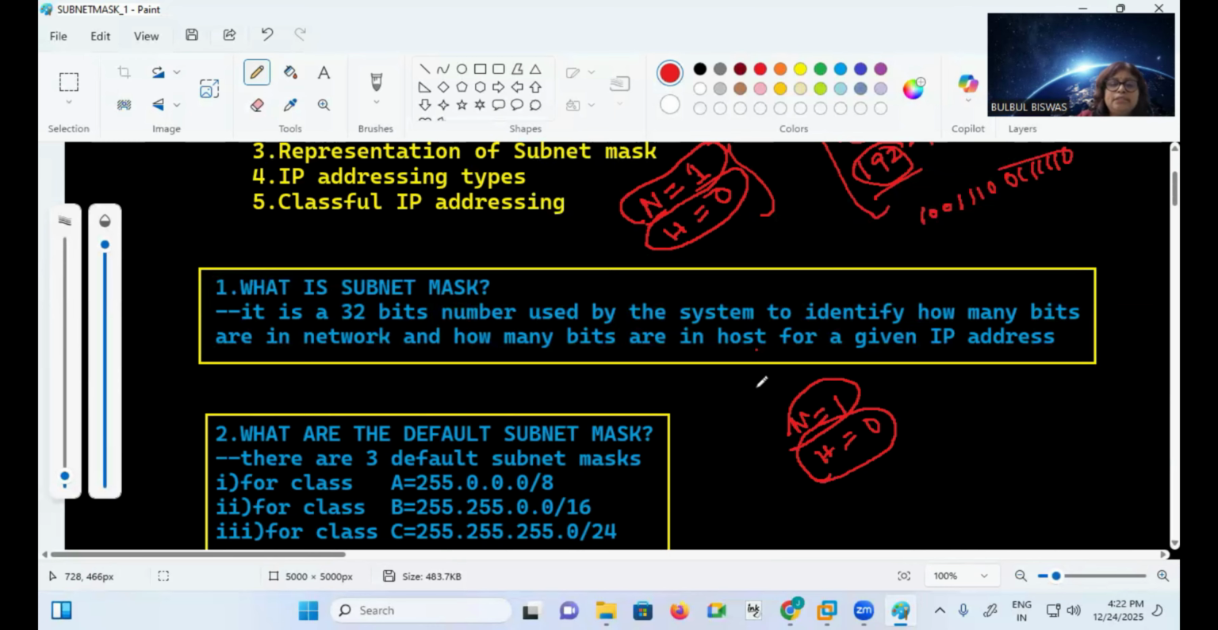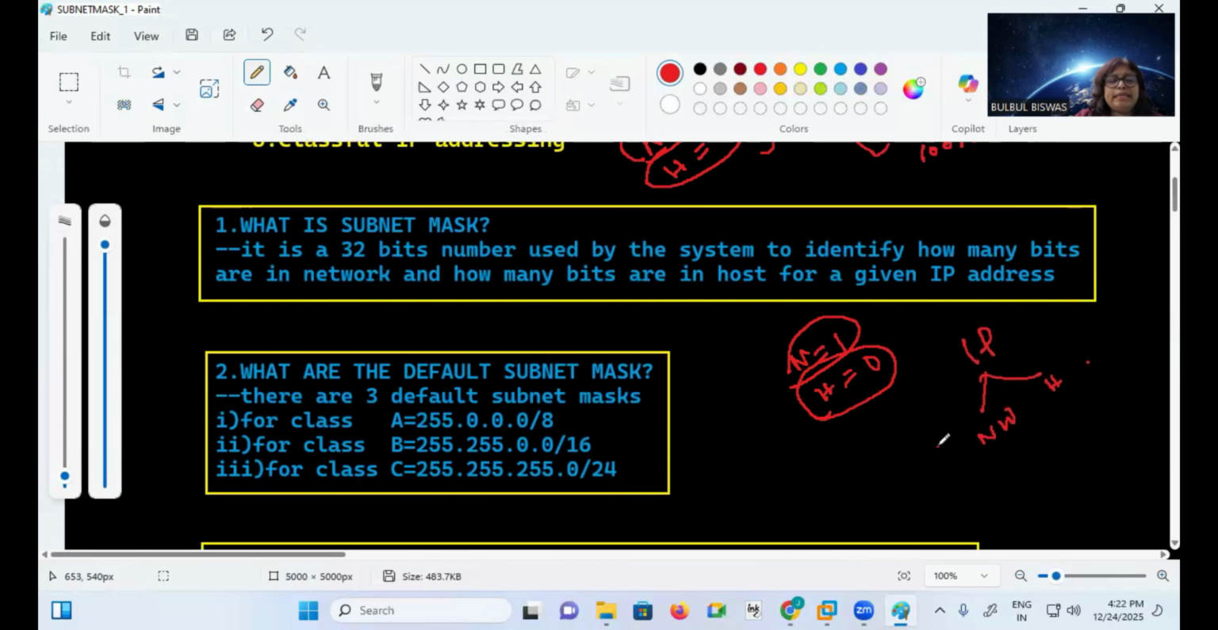So that means it is a 32-bit number and it is used by the system, not by the human being, to understand how many bits are in network and how many bits are in host for a given IP address. That means it is an identifier. It creates a demarcation for any given IP address, how many bits are in network and how many bits are in host. Am I clear?